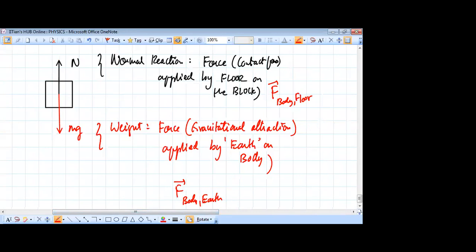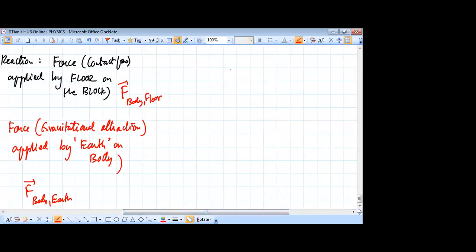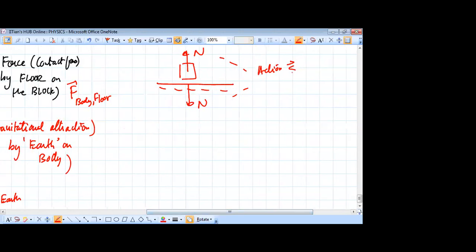Action reaction pair यहाँ पे क्या होगा? The floor is applying an upward normal reaction like this, and the body is applying an equal and opposite force on the floor. This is an action reaction pair. Understood? This is a very common misconception that many people have, that normal reaction is the reaction to gravity. It's not that way.